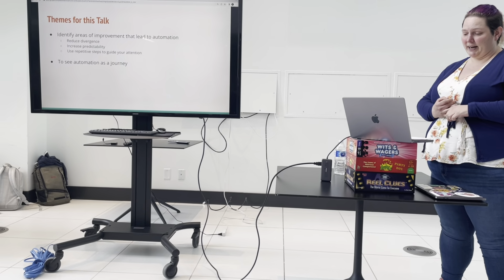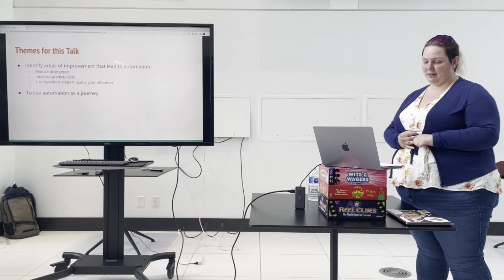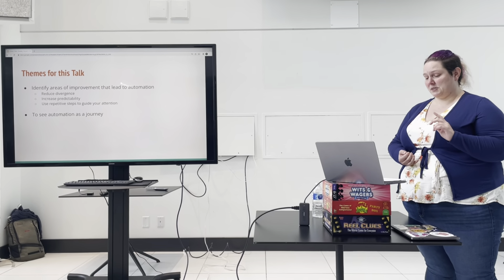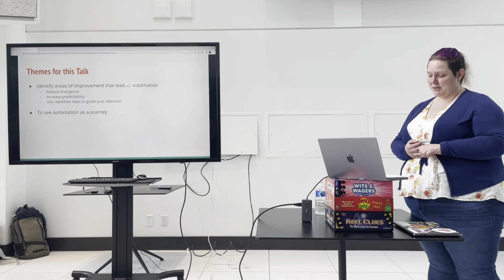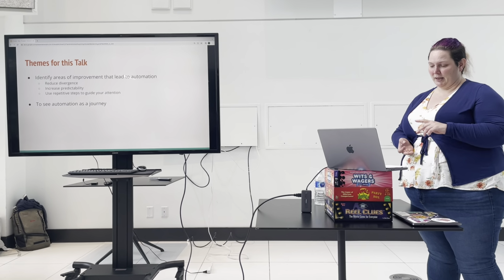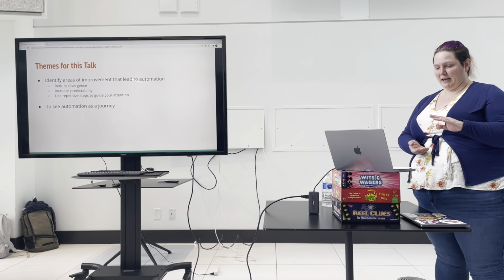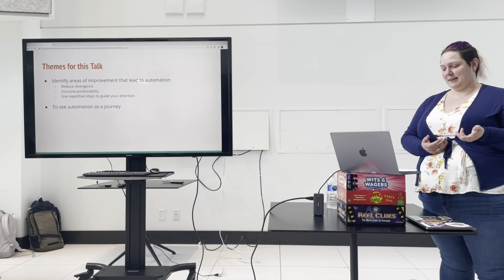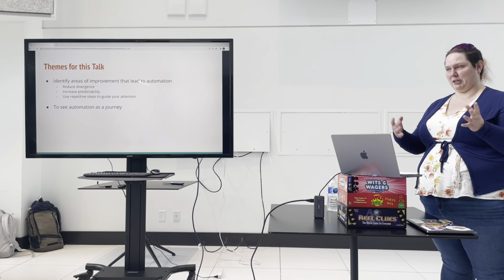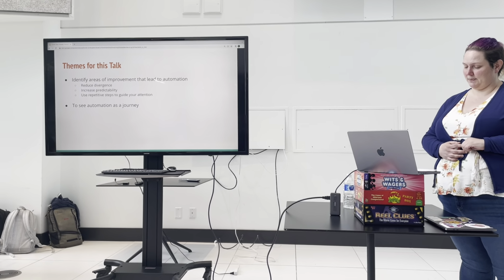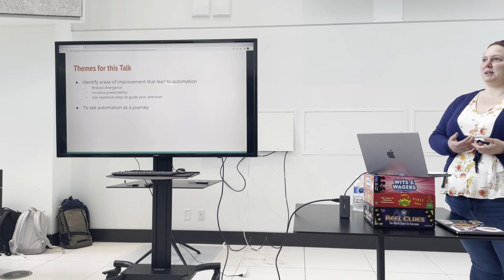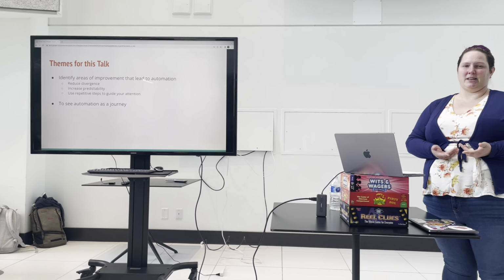We want to identify areas of improvement that lead to automation. Usually this involves reducing divergence in areas you want to automate, increasing predictability, and using repetitive steps as a guide to guide your attention as far as what needs to be automated. And I also want you to see automation as a journey and not a destination.